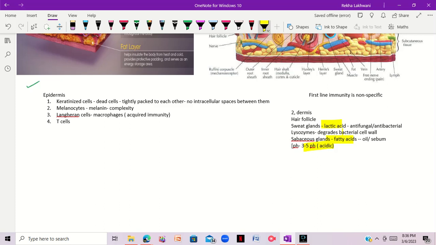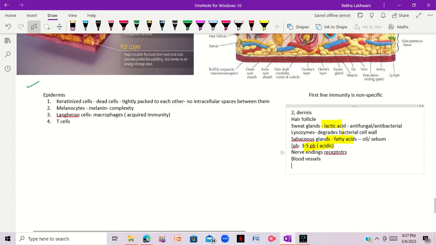Now we have some nerve endings in the hypodermis too. Sorry, in the dermis basically. We have nerve endings, like we have receptors too. Even though in the epidermis there is no flow of blood, like the blood is not provided, here we have blood vessels. We have blood vessels in the dermis. We have nerve endings.